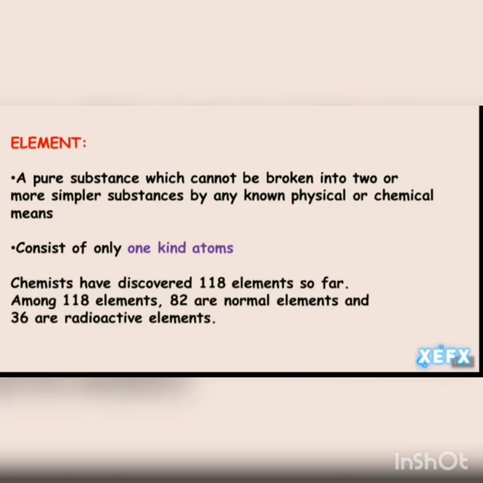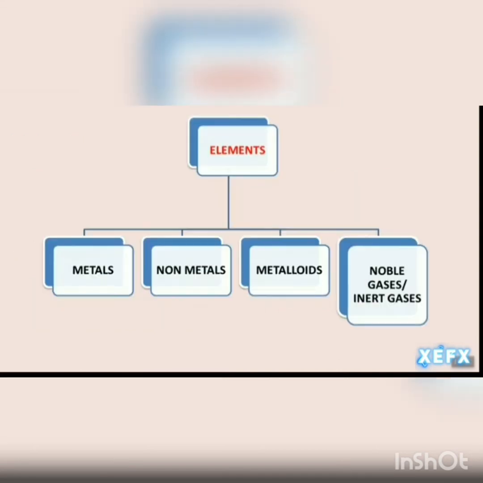And remember, it's very important, there are 118 elements so far. Among these 118 elements, 82 are normal and 36 are radioactive. Now elements are subdivided into four parts: metals, non-metals, metalloids, and noble gases, which are also known as inert gases.